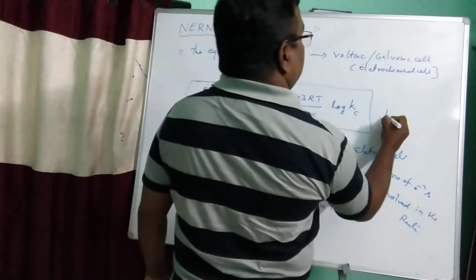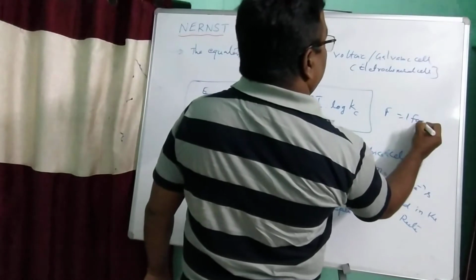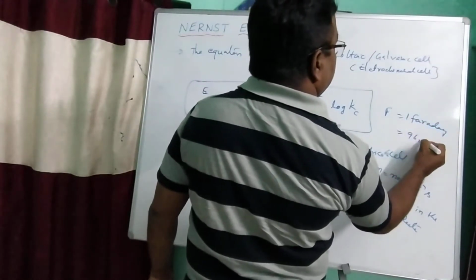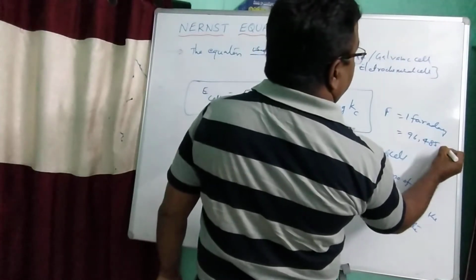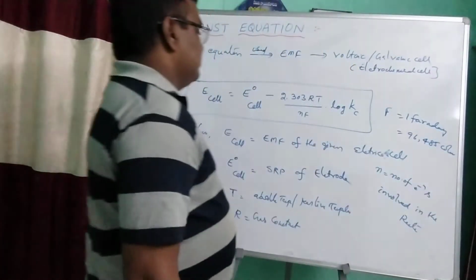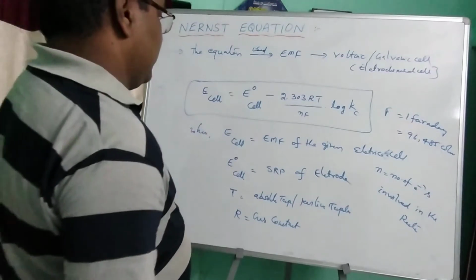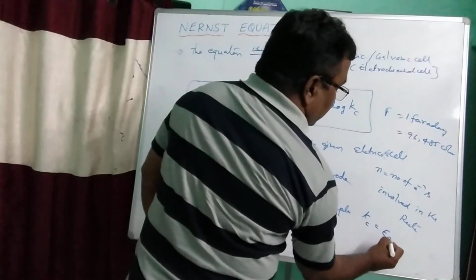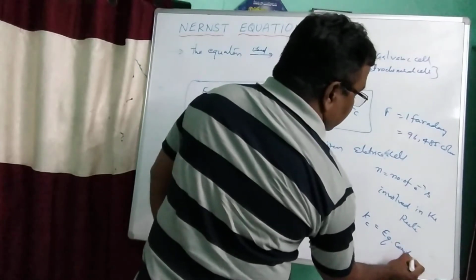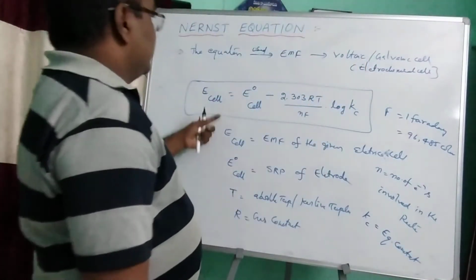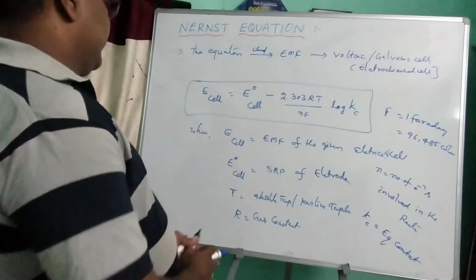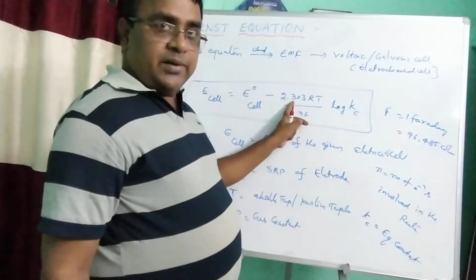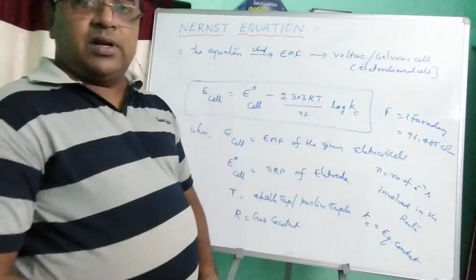Next, F is equal to 1 Faraday, which is equal to 96,485 coulombs. Kc is equal to the equilibrium constant. So this is the Nernst equation: E cell is equal to E0 cell minus 2.303 RT by NF log Kc.